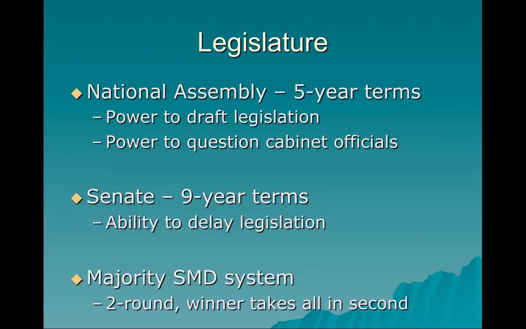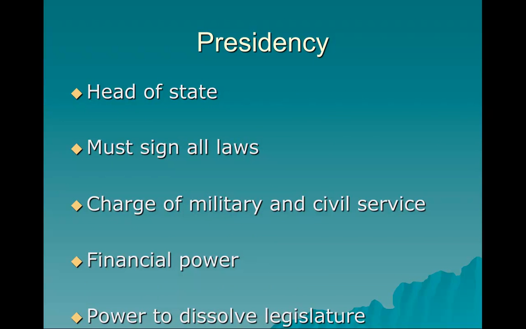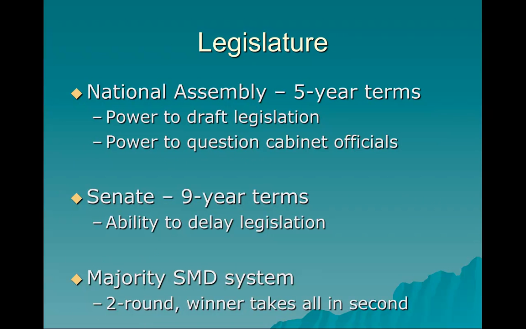Now we'll talk about another semi-presidential system when we get to the case of Russia. So keep all these sorts of powers in mind, because we'll contrast it with Russia in the next couple classes.